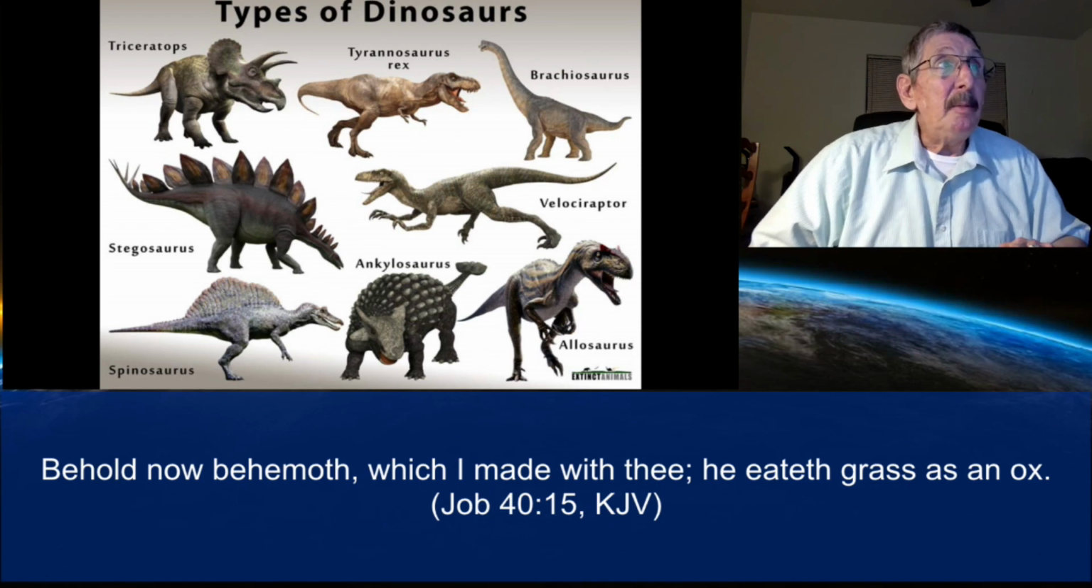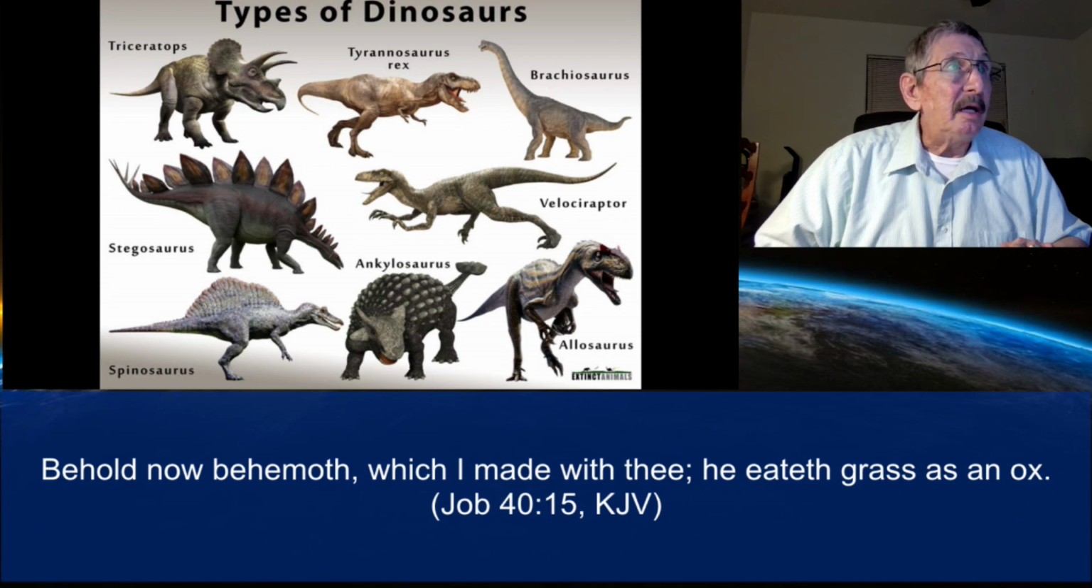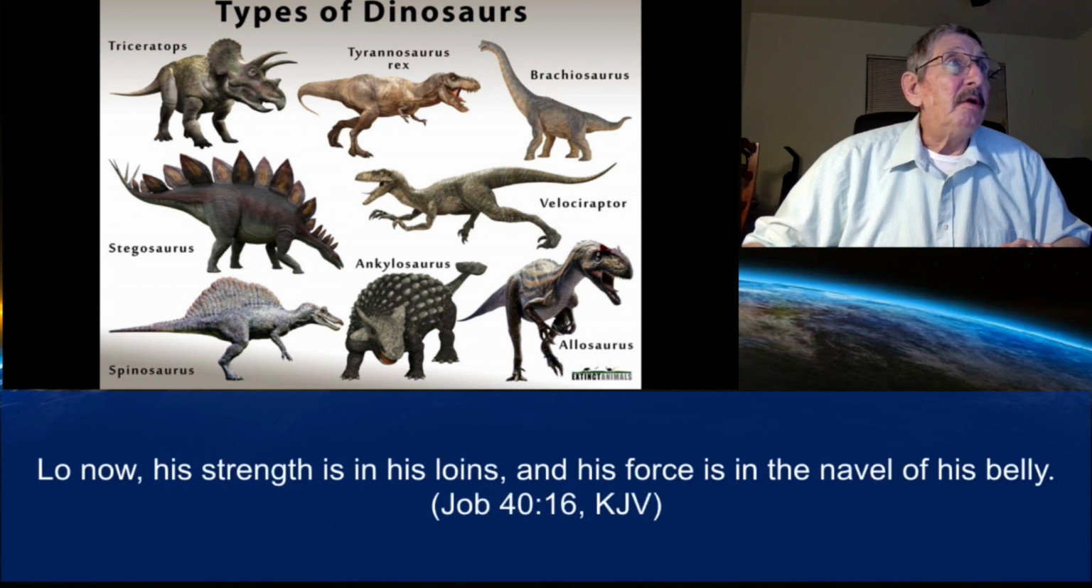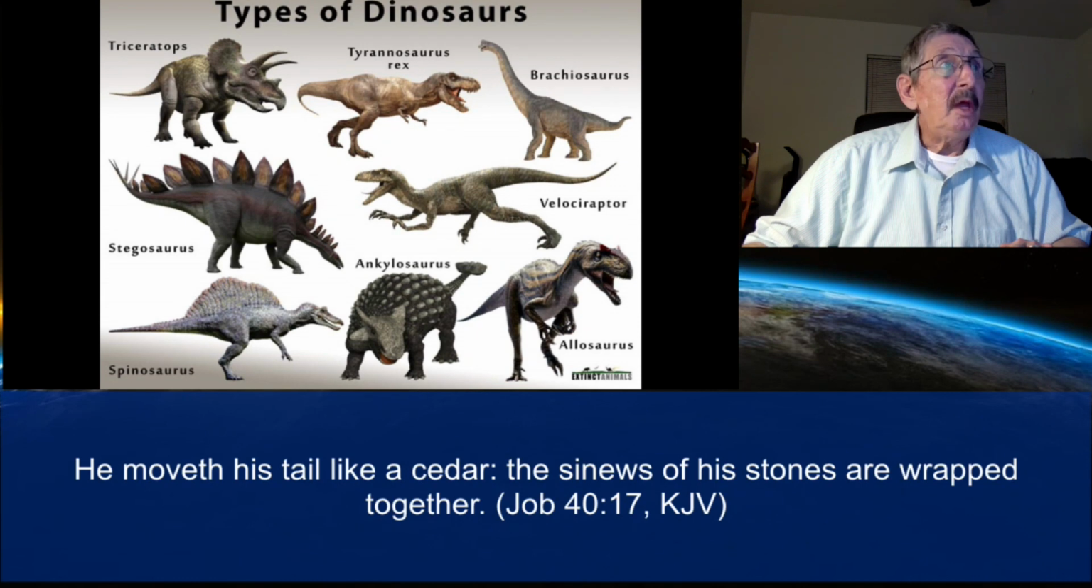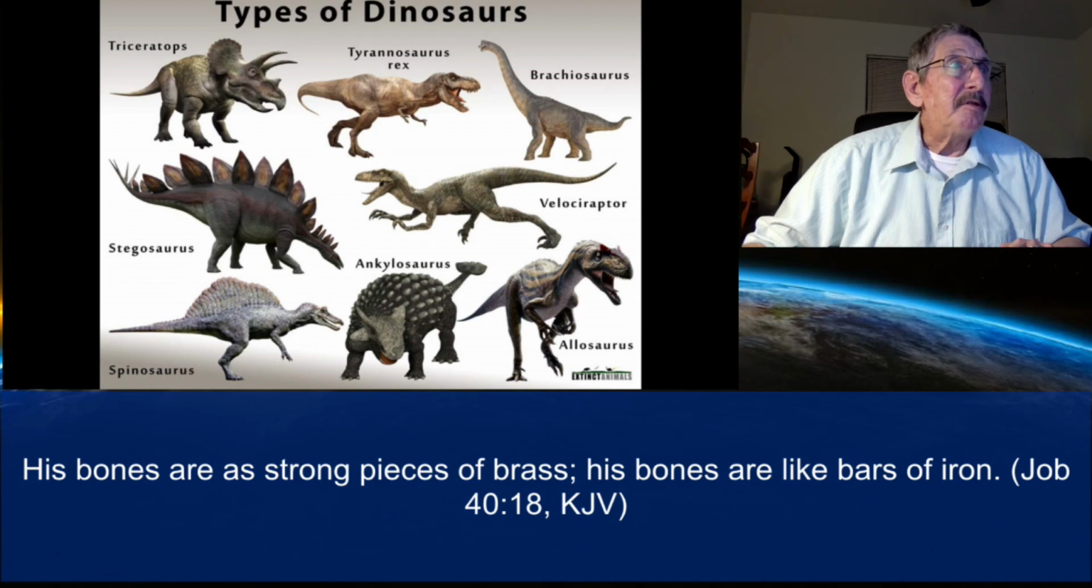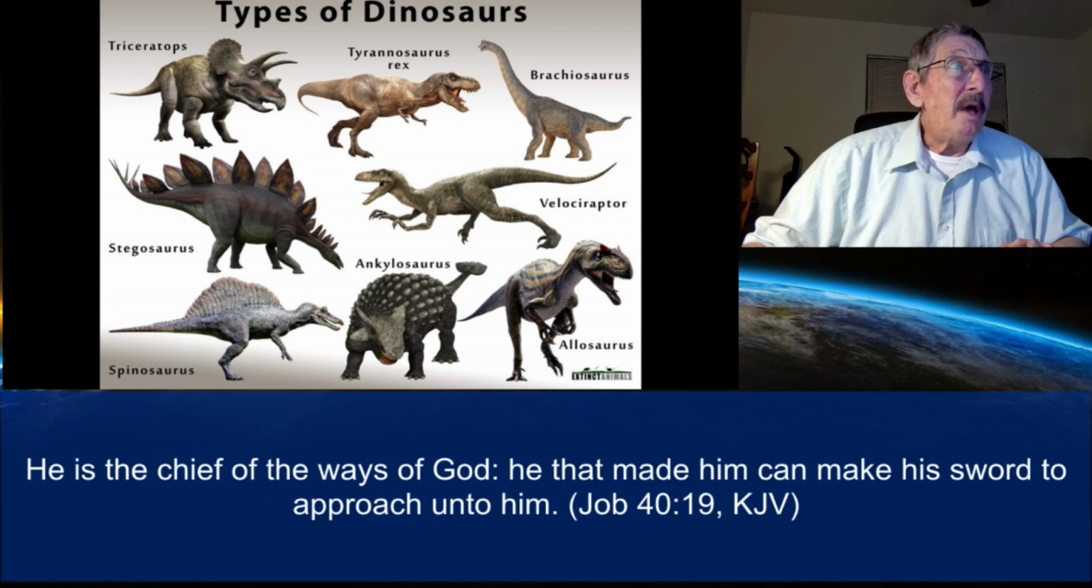Behold now the behemoth, which I made with thee, he eateth grass as an ox. So he's a vegetarian. He's not a meat eater like T-Rex was. Lo now, his strength is in his loins, and his force is in the navel of his belly. He moveth his tail like a cedar. Keep that in mind. The sinews of his stones are wrapped together. His bones are as strong pieces of brass. His bones are like bars of iron. Very strong animal. He is the chief of the ways of God. He that made him can make his sword to approach unto him.